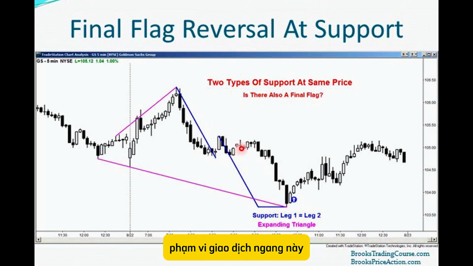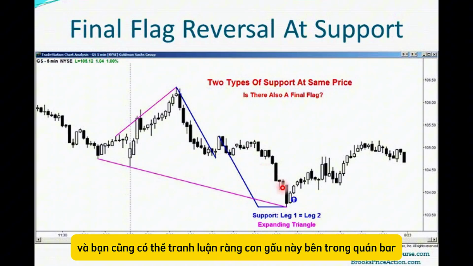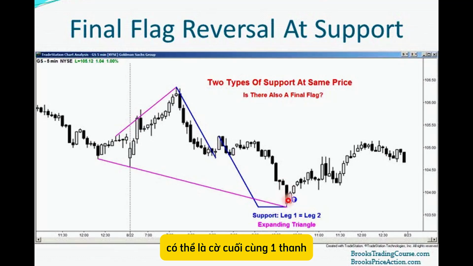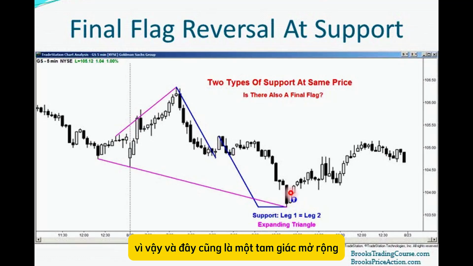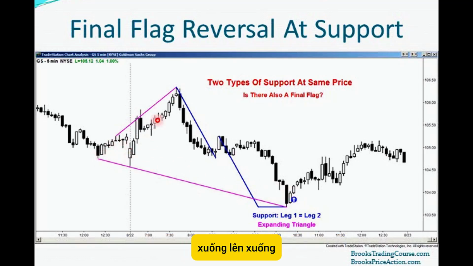So this horizontal trading range might end up being the final flag in the bear trend. And you could also argue that this bear inside bar might be a 1 bar final flag. Here we have a sell climax after an earlier sell climax, and we have a pretty good bull inside bar closing near its high tick. And this is also an expanding triangle. We went down, up, and down. So we have several factors making traders believe that this could be the final flag of the bear trend.